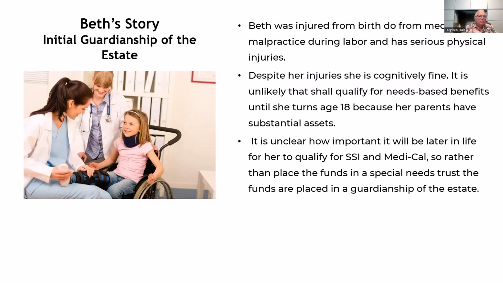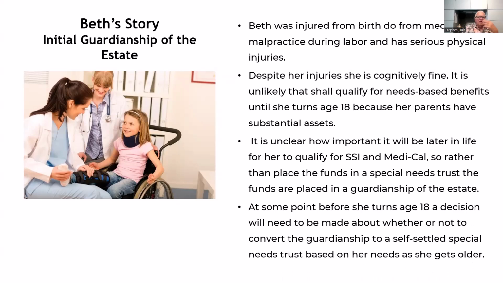Okay. So it's unclear how important it will be later in life for her to qualify for SSI or Medi-Cal. So rather than put the funds in the special needs trust, the funds are placed in a guardianship of the estate, because that's what I wrote when I wrote this. I really like settlement preservation trust. And maybe we can talk about that a little bit here after we run through this scenario, some of the practicalities of that.